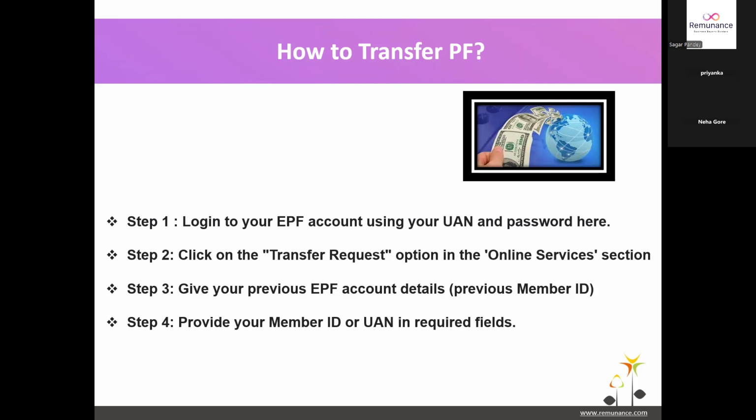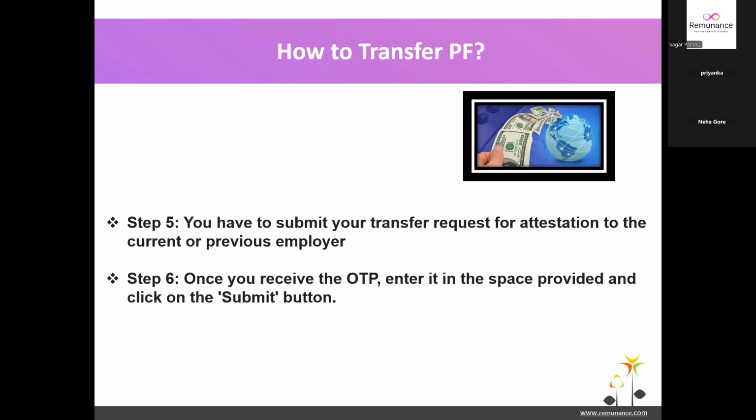You have to provide your previous employer EPF account details. So you have to mention the previous employer member ID. Then mention your UAN number. Then you have to submit your transfer request for attestation to either the current or previous employer. Once you receive the OTP, enter it and then click on Submit.